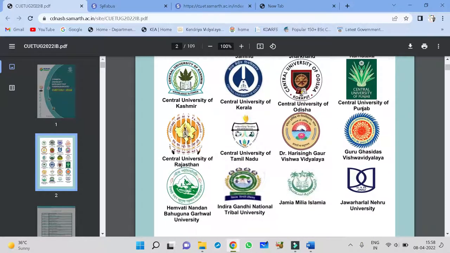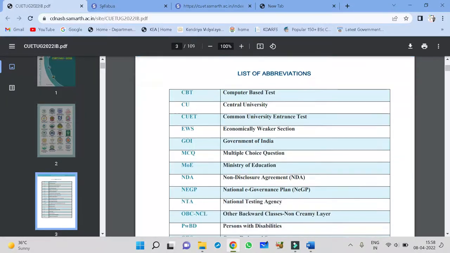About this CBT, it is a computer based exam, the entrance for central universities, the Common University Entrance Test. That is the only one test you have to write. If you are eligible, based on your ranking you can select the universities. For a top university you have to get a good ranking, or otherwise you can get into any central university, right? The list they have provided, right?